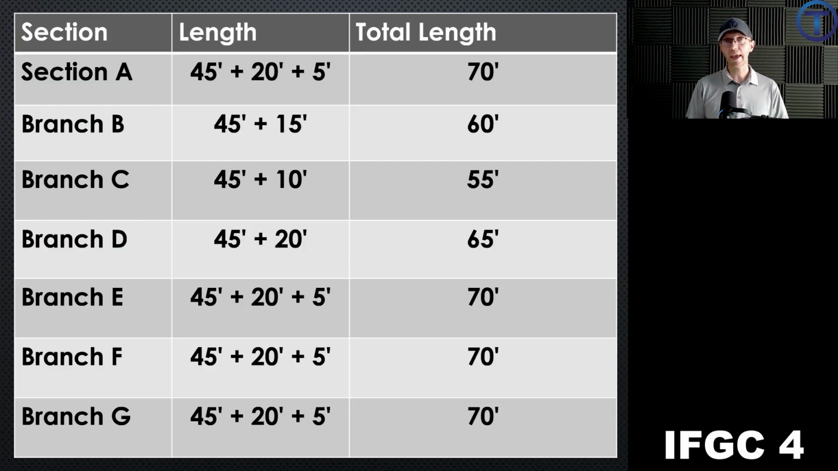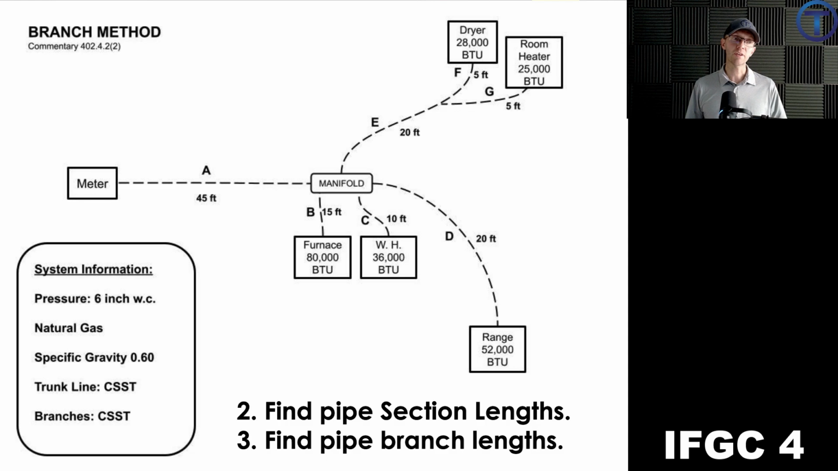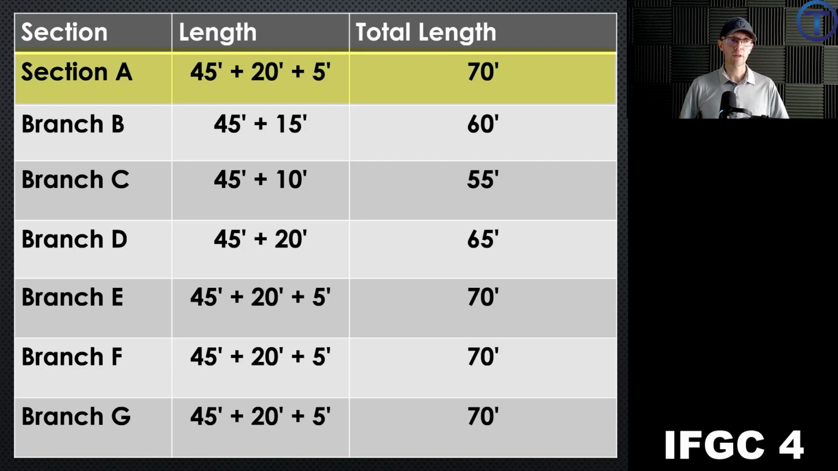Now for section A, we're dealing with the trunk line that feeds the manifold. We have to go with the longest length from the point of delivery to the furthest appliance. As we look at that, we have 45 feet. Follow that out. The furthest distance is the dryer and the room heater. They're equal in distance from the point of delivery, both furthest away. So we're going to go E has 20 feet, and either one of those has 5 feet. And for that reason, we're going to have 45 plus 20 plus 5. We'll have a total length of 70 feet.